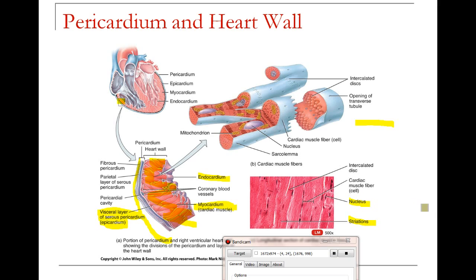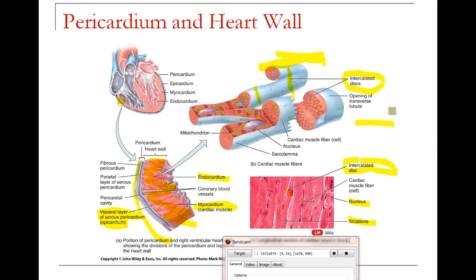The cells have a nucleus. Now what makes it different from skeletal muscle is that the muscle fibers don't run strictly parallel to each other. They're branched, so you can see the branching. And another thing is that the cardiac muscle cells are connected with these things called intercalated discs. You can see them on this picture right here. It's this dark line right here.